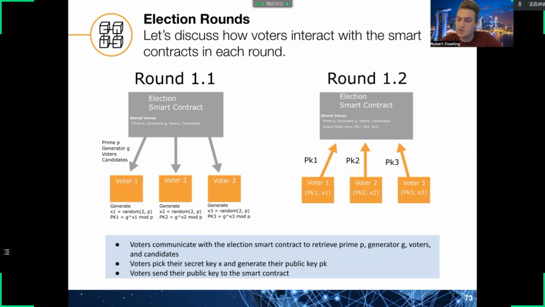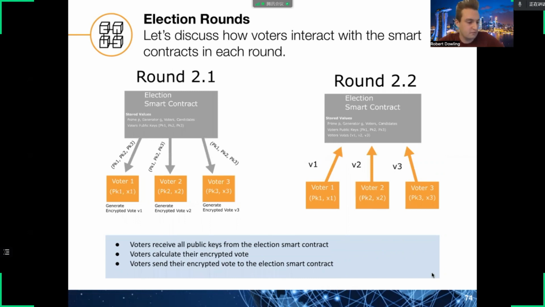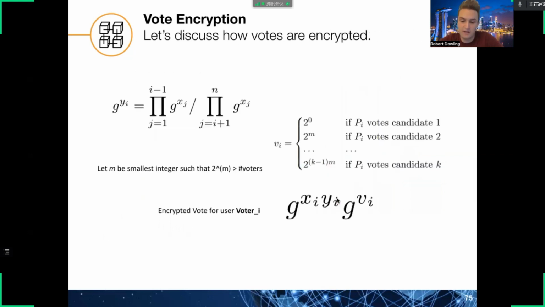Voters communicate with the election smart contract to retrieve a prime and a generator, the voters and the candidates. The voters pick their secret key and generate their public key, and voters send their generated public key to the smart contract. The voters receive all of the public keys from the election smart contract, and they're actually able to calculate their own encrypted vote and send their encrypted vote to the election smart contract.